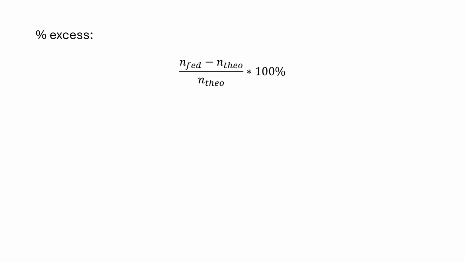So how to get the percent excess? That's the number of moles fed minus the number of theoretical moles needed, over the number of theoretical moles needed, times 100%. So the theoretical moles needed, makakompute mo siya by using the limiting reactant. Okay, so to get the percent excess, or basically to start the solving, you need to find the limiting reactant and the excess reactant.